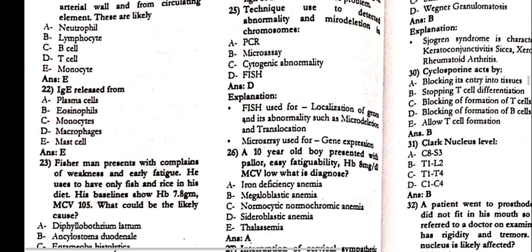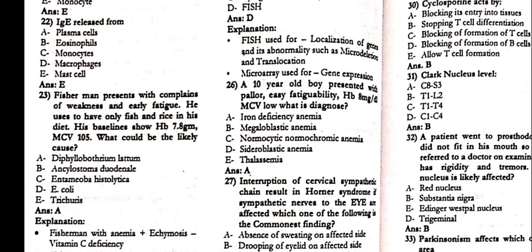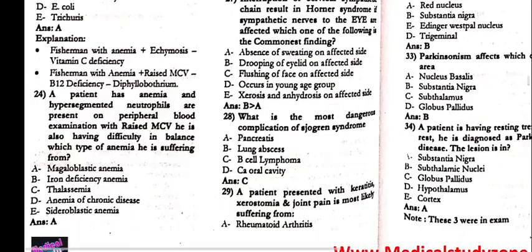IgE released from the mast cells. Fisherman presents with the complaints of weakness and early fatigue. He used to have only fish and rice in his diet. His blood report shows Hb of 7.8, MCV of 105. What could be the likely cause? That is Diphyllobothrium latum. Question number 24, the patient has the anemia and hypersegmented neutrophils present on the peripheral examination with raised MCV. It is basically the megaloblastic anemia.